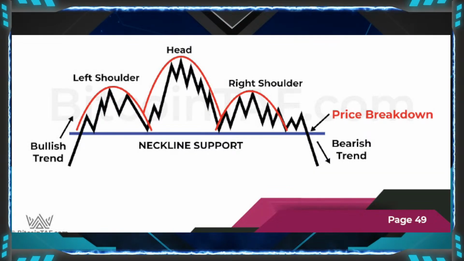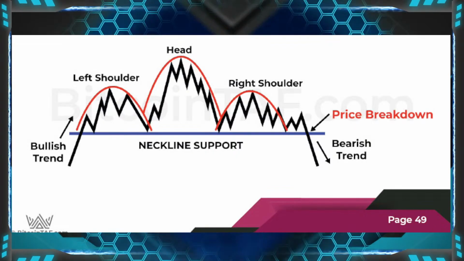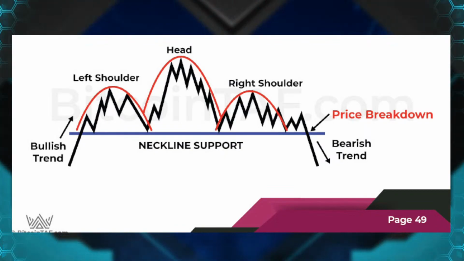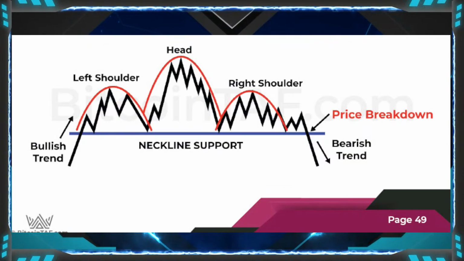Now, first of all, anatomy. The textbook anatomy. And as you can see, this is on page 49 of our chart patterns book. You get a left shoulder here. Then you get a head. And then you get a right shoulder on the right-hand side. So you will see from the left, there is a bullish trend going up. But first of all, you need a neckline support.